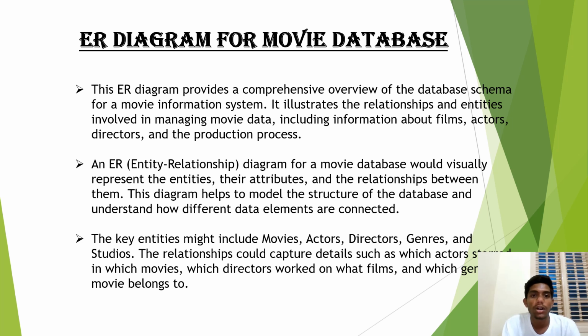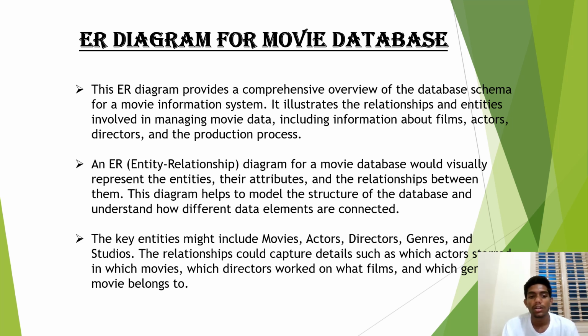Now let us discuss the ER diagram for the movie database. This ER diagram provides a comprehensive overview of database schema for a movie information system. It illustrates the relationships and entities involved in managing movie data, including information about films, actors, directors, and the production process. An ER diagram for a movie database would visually represent the entities and their attributes and the relationship between them.